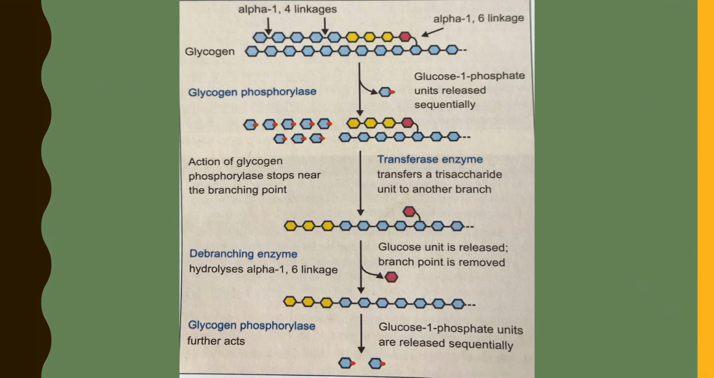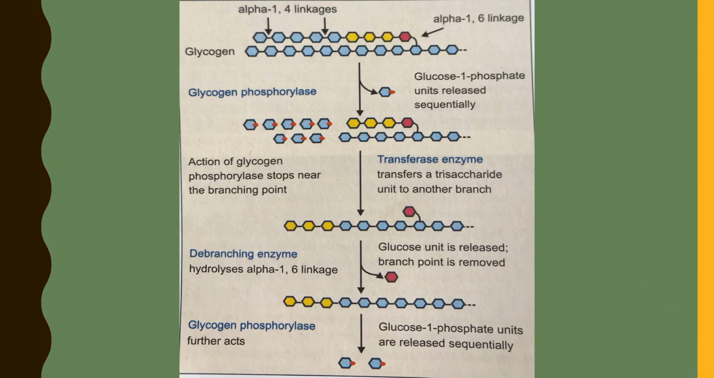And in this case the transferase enzyme comes, and this transferase enzyme transfers a trisaccharide unit to another branch. Like these 3 yellow glucose, they are transferred to the long chain. And in the next stage, what we can see, there is the branching point with only one glucose near it, and the debranching enzyme comes here and hydrolyzes the alpha-1,6 linkage, and the glucose unit is released and the branch point is removed. Now we have a long chain, so the glycogen phosphorylase comes again, and it further acts and the glucose 1-phosphate units are released subsequently. So through the help of these three enzymes, glycogen phosphorylase, transferase enzyme and debranching enzyme, the glycogen is converted to glucose.